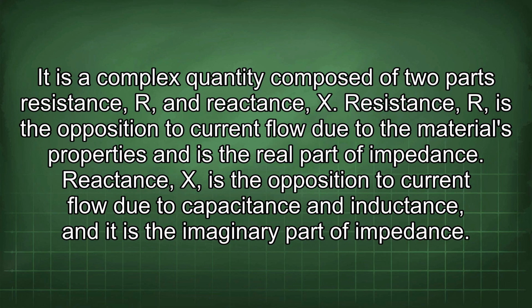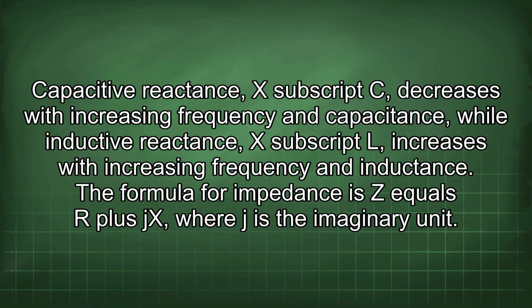Resistance, R, is the opposition to current flow due to the material's properties and is the real part of impedance. Reactance, X, is the opposition to current flow due to capacitance and inductance, and it is the imaginary part of impedance. Capacitive reactance, X_C, decreases with increasing frequency and capacitance, while inductive reactance, X_L, increases with increasing frequency and inductance.